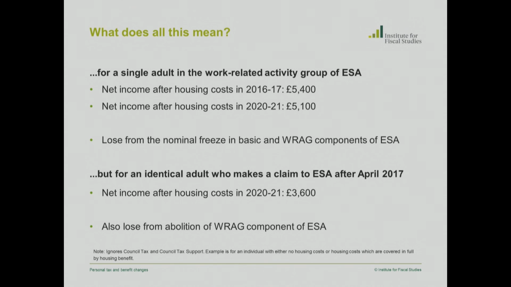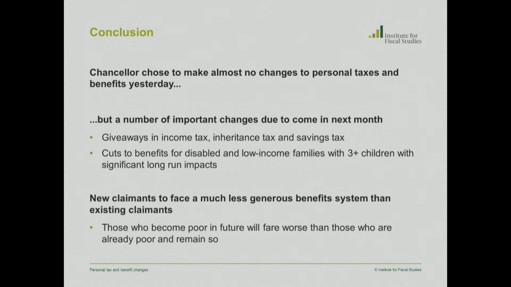So to conclude, the Chancellor chose to make almost no changes to personal taxes and benefits yesterday, not that you'd know it from the amount of noise about the next change. But there are a number of important changes to the system that are coming in next month. Giveaways in income tax, inheritance tax and savings tax, and at the same time cuts to benefits for the disabled and for low-income families with 3 or more children, actually in the long run for all families on tax credits. And as I've said, these changes don't create big overnight losses because they affect new claims or new births, but in the long run they significantly reduce the generosity of the benefit system.